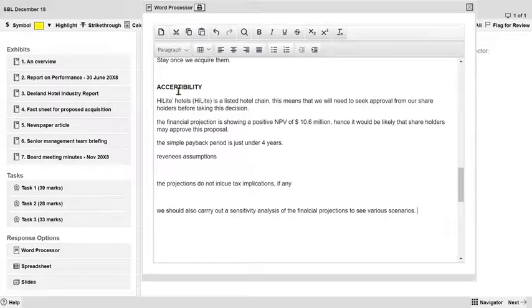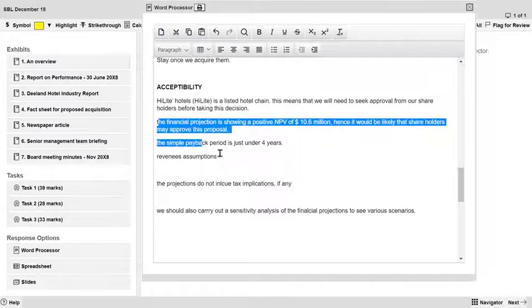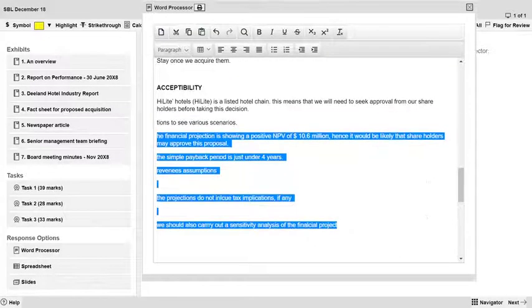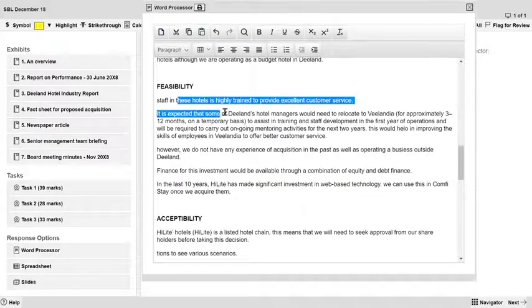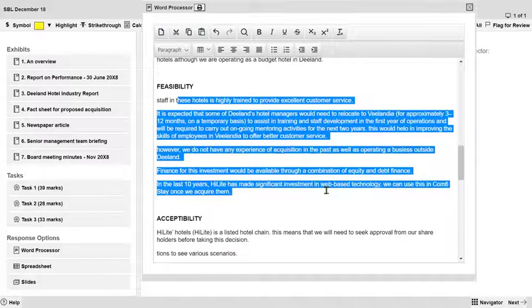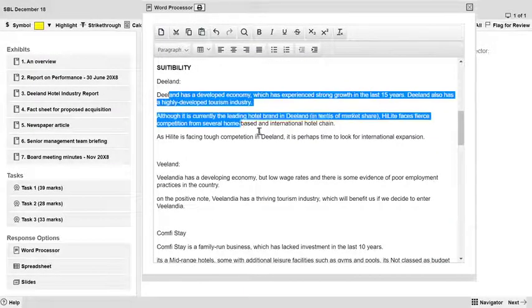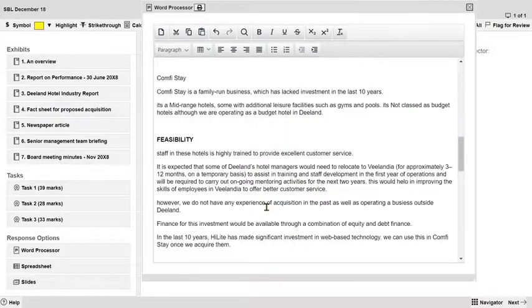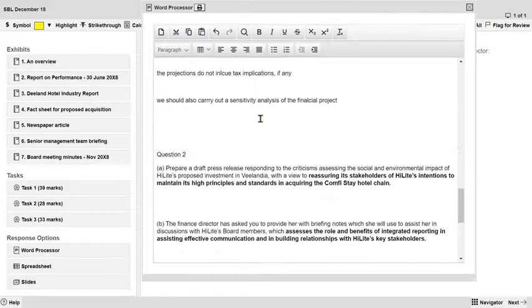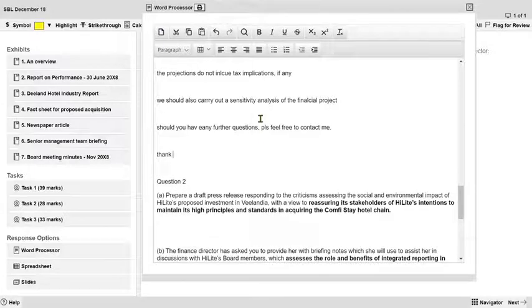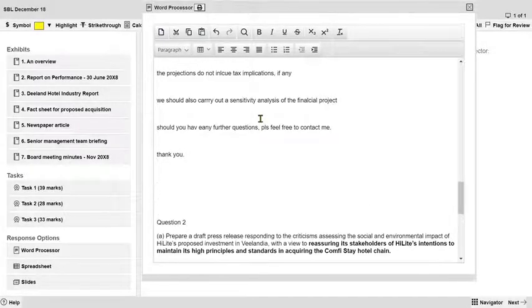So acceptability done. We talked about shareholders. We spent a few lines on the financial projections. Feasibility, we talked about human resource, financial resource, IT. Suitability, we talked about home country, this and this. And in the end, we will say, should you have any further questions, please feel free to contact me. Khalas.